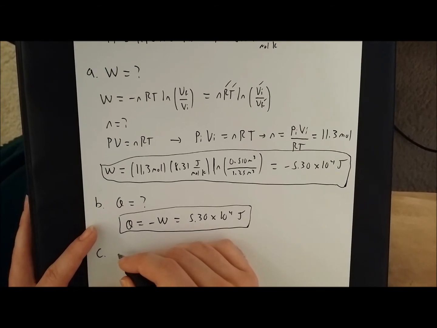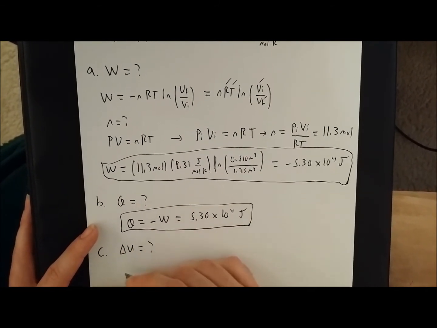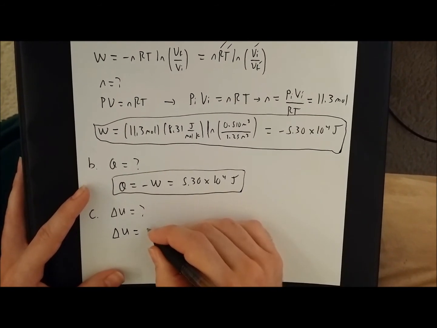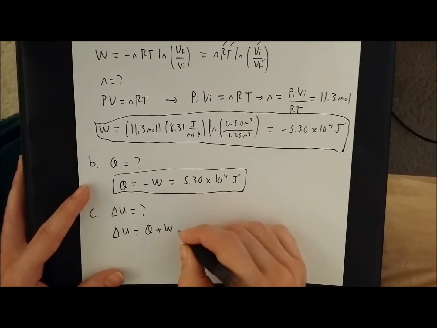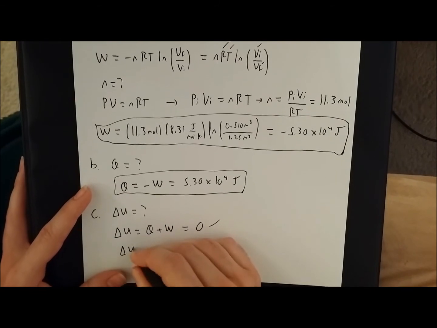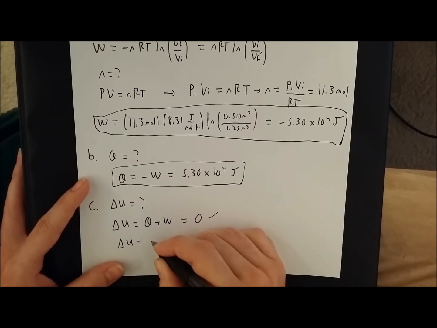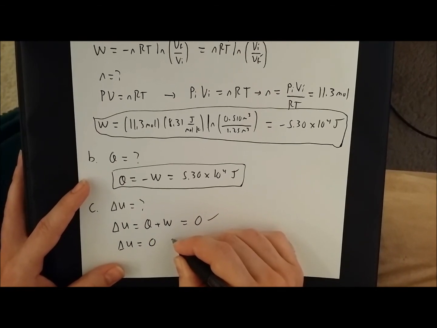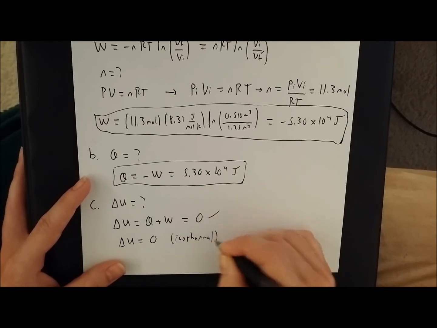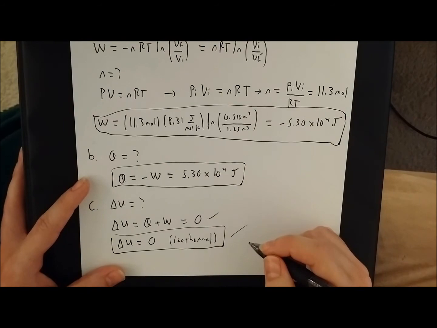In part C, we're asked to find the change in internal energy. So you can recall that delta U is equal to Q plus W. That's the first law of thermodynamics, which would be 0. You could also just recall from the definition of an isothermal process that the change in internal energy is 0. And that is problem 30.